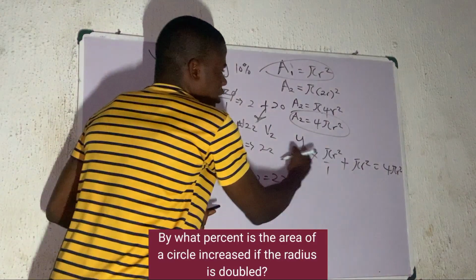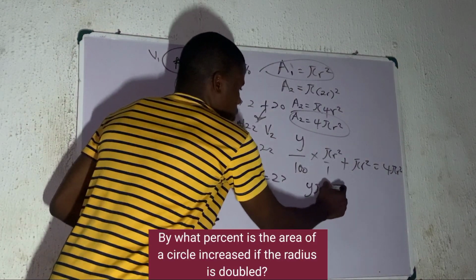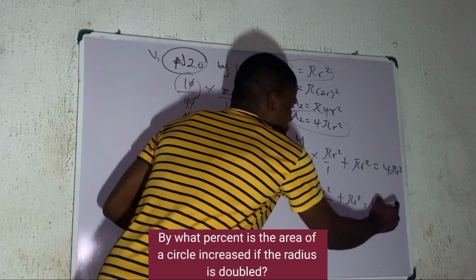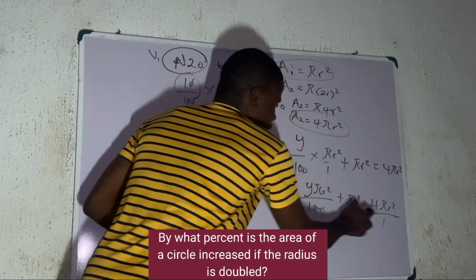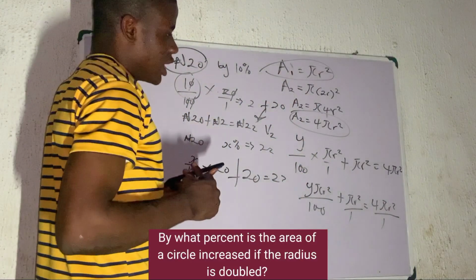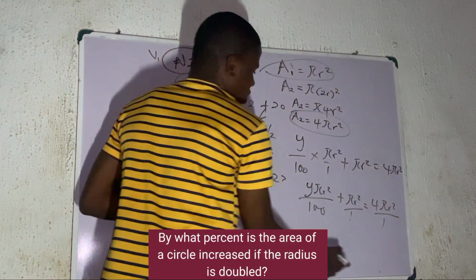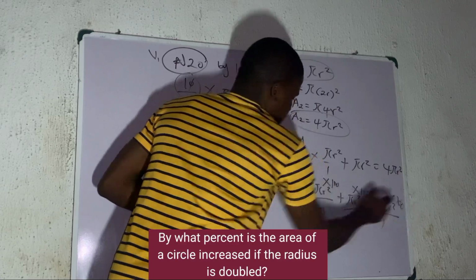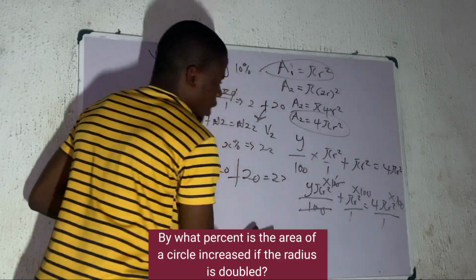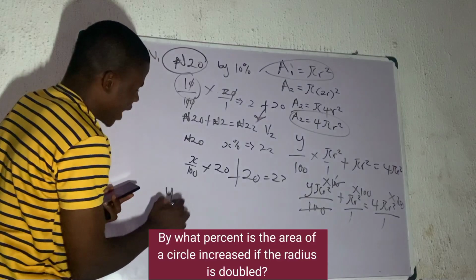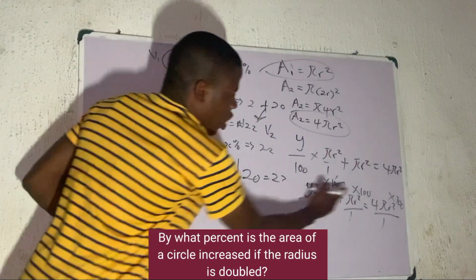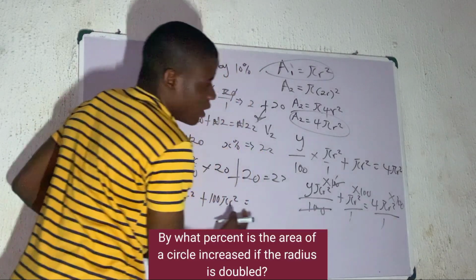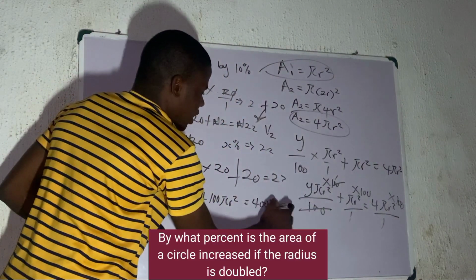Here, this times this, I'm having y pi r squared over 100, plus pi r squared, is equal to 4 pi r squared. We all know that this is over 1. For me to solve fast, I have to clear fractions. What's the LCM of 100 and 1? It is 100. I'll multiply each and every one of the terms by 100. Cancel, cancel. So this gives me 1 times y pi r squared, which is y pi r squared, plus 100 pi r squared is equal to 100 times 4 pi r squared, which gives me 400 pi r squared.